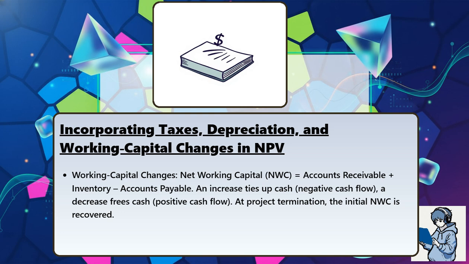Working capital changes. Net working capital equals accounts receivable plus inventory minus accounts payable. An increase ties up cash, a decrease frees cash. At project termination, the initial net working capital is recovered.